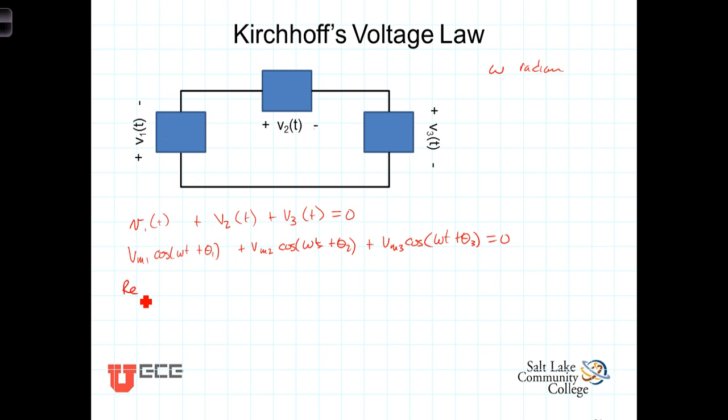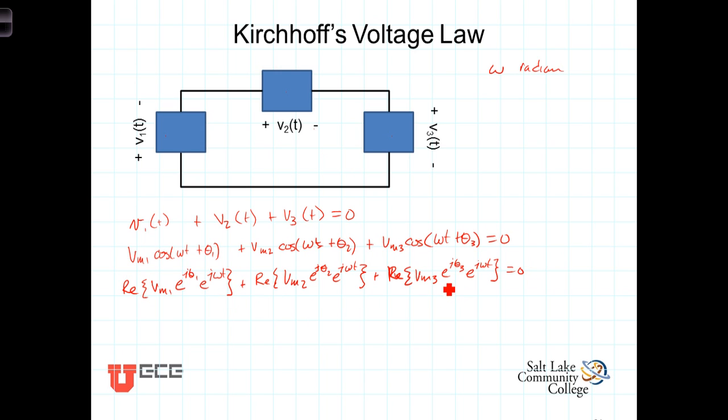And by that we mean that this V sub m1 cosine of omega t plus theta 1 can be thought of as the real part of V sub m1 e to the j theta 1 e to the j omega t, plus the second term can be thought of as the real part of V sub m2 e to the j theta 2 e to the j omega t, plus the real part of V sub m3 e to the j theta 3 e to the j omega t, must equal 0.